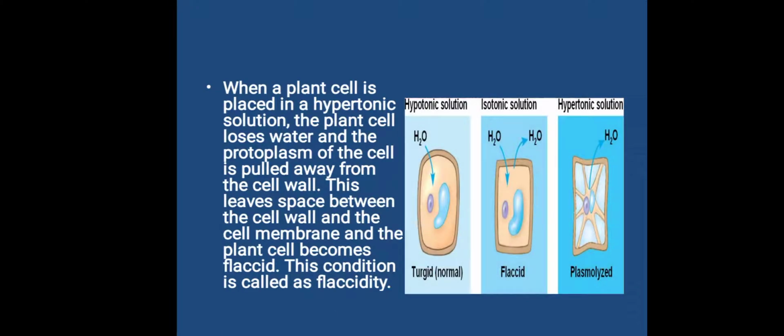When a plant cell is placed in a hypertonic solution, the plant cell loses water and the protoplasm of the cell is pulled away from the cell wall. This leaves space between the cell wall and the cell membrane, and the plant cell becomes flaccid. This condition is called flaccidity.